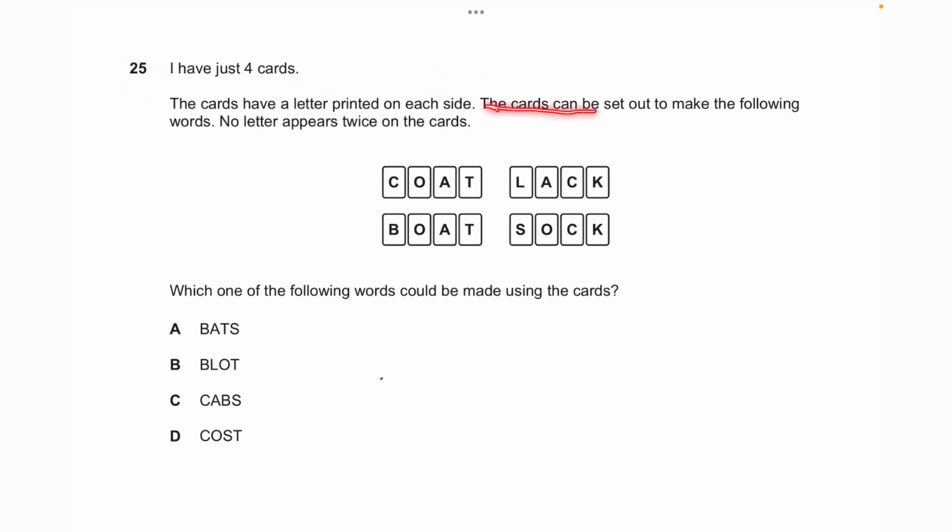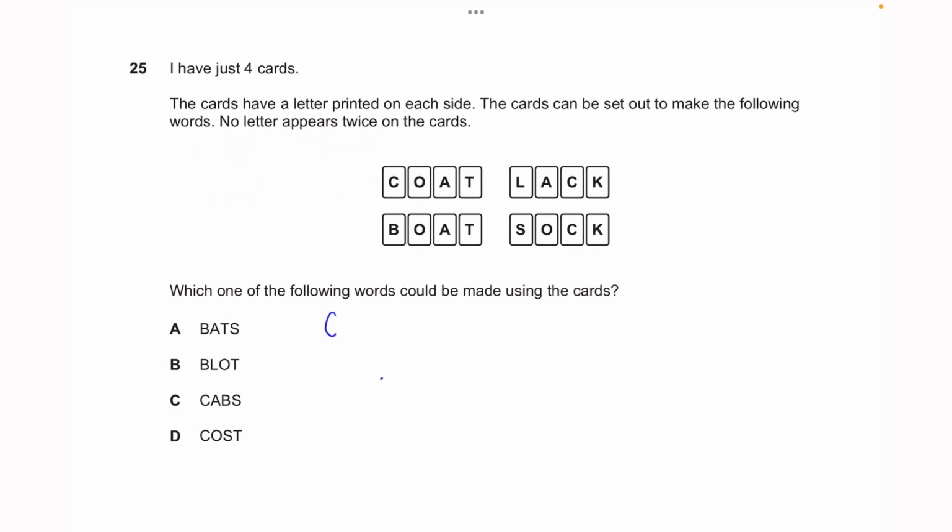Now, it says that the cards can be set out to make the following words. No letter appears twice on the card. So there's only one letter per card, okay? And from those letters, altogether we would have 8 letters, and within there we would have only 4 cards, and with that we would be able to make different words.